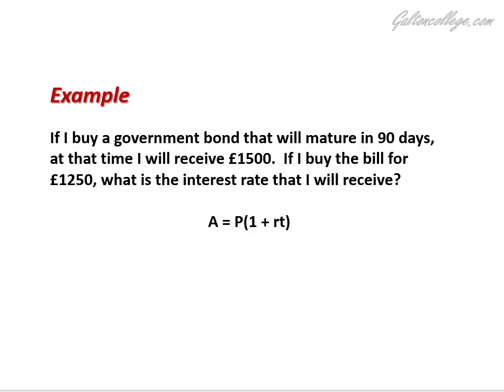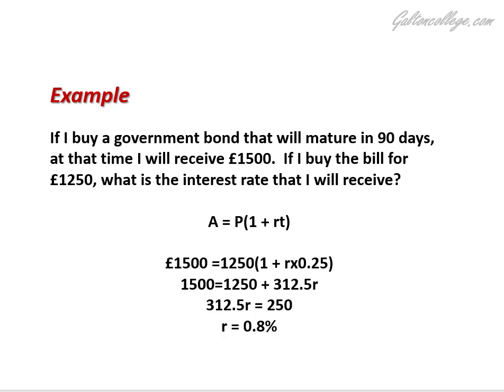There's our formula, the one we've been using. The amount is equal to the principal times 1 plus the rate of interest times the time period. So insert it in. We know what the amount is, 1,500. That's what we get back. That's the amount I put in, 1,250. That's the principal. Times 1 plus R times 0.25. So 90 days, it's approximately 0.25. I don't know what R is, that's what I'm trying to work out.